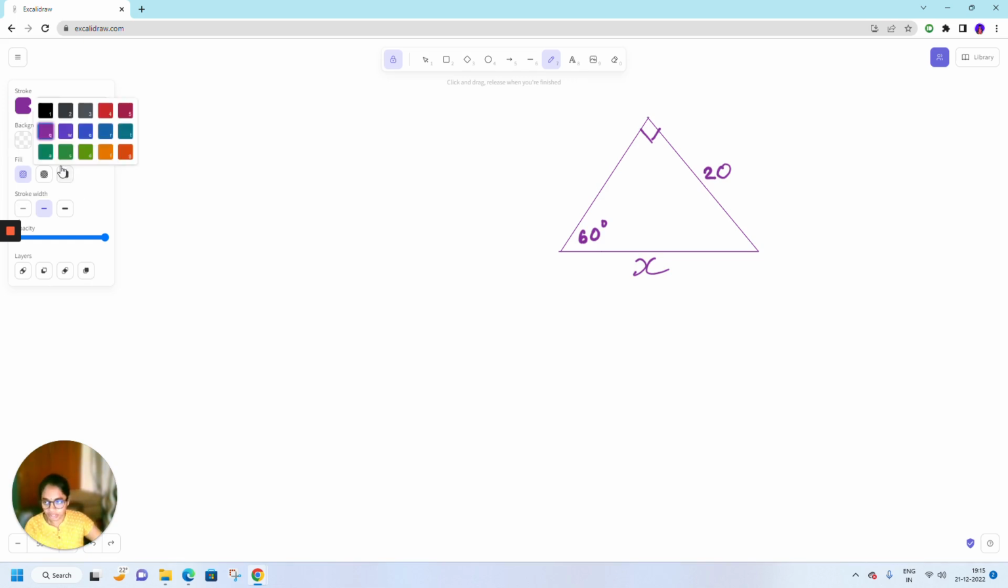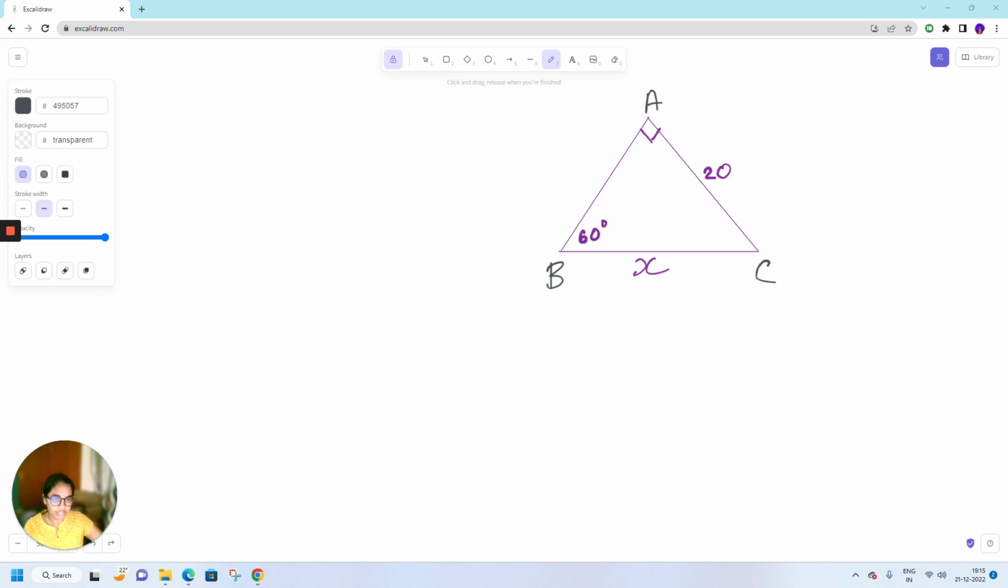First, let me name the triangle as A, B and C. Which is the hypotenuse? The hypotenuse is BC, right? Why? Because we have 90 degrees over here. The side opposite to this 90 degree angle is called the hypotenuse. Agree? So BC is the hypotenuse.